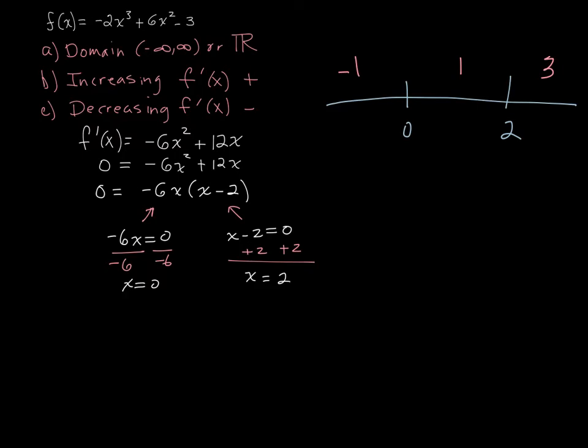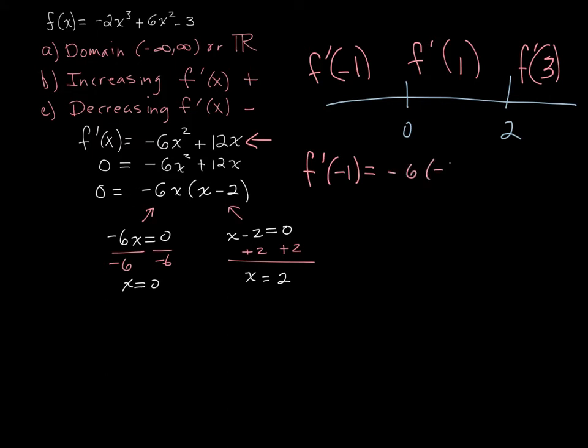Once again, remember, you're plugging these into the derivative, because if you get a positive value, you know it's increasing. If you get a negative value, you know it's decreasing, and all that good stuff. So if I plug negative 1 into this, negative 6 times negative 1 squared plus 12 times negative 1.